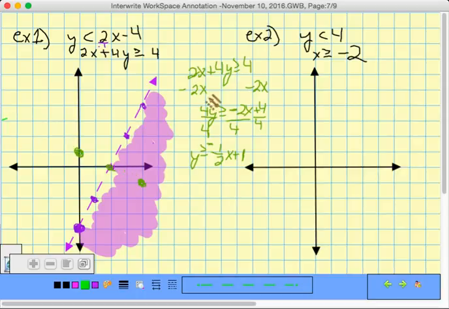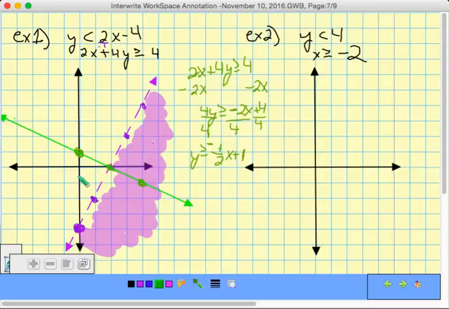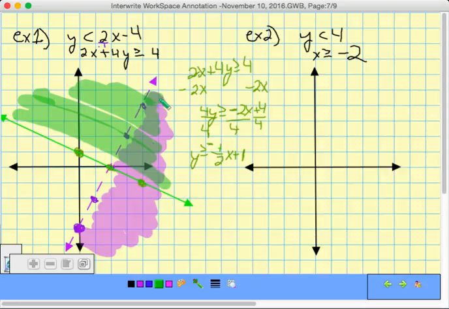Only this time we have the or equal to, so we actually want a solid line, because it could be on that line. Because it's greater than, we're going to shade up. And our solution to a system of inequalities is right here where they overlap. So we're going to shade that part dark. Any point inside the shaded region or on the solid line touching the shaded region is a solution to the system of inequalities.